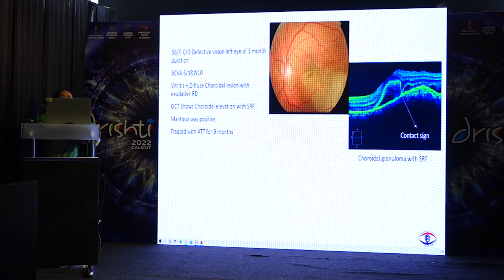This is a story of a 56-year-old female. She came to us with defective vision left eye of 1 month duration. She had a best corrected visual acuity of 6/18 N10. There was vitritis and you can see a diffuse choroidal lesion with exudative RD.